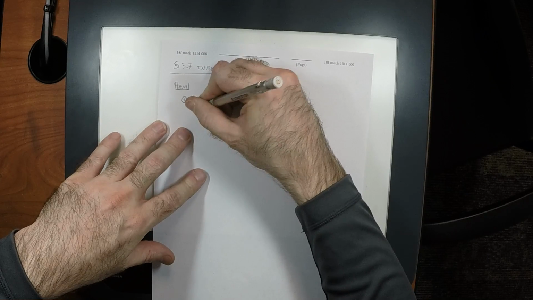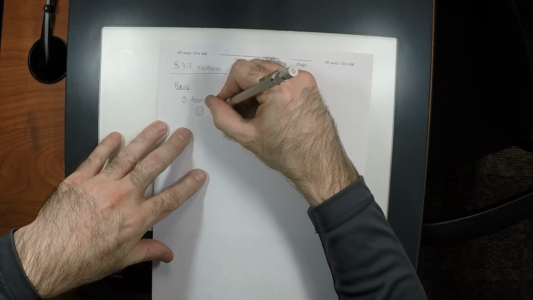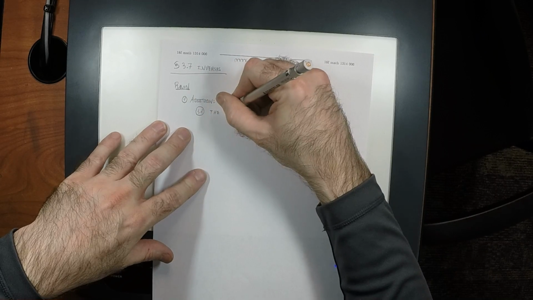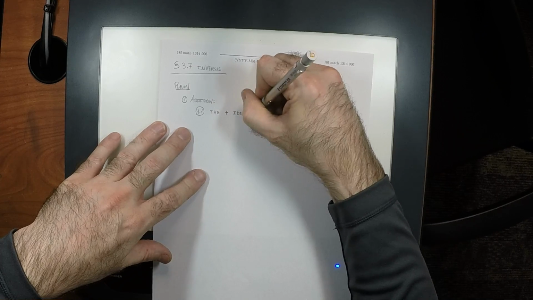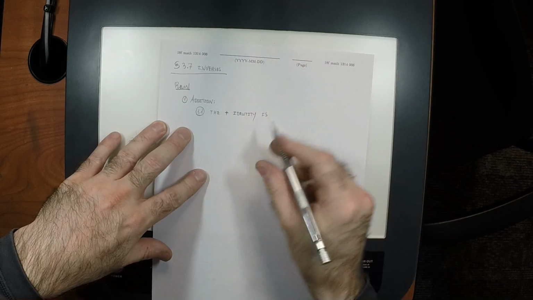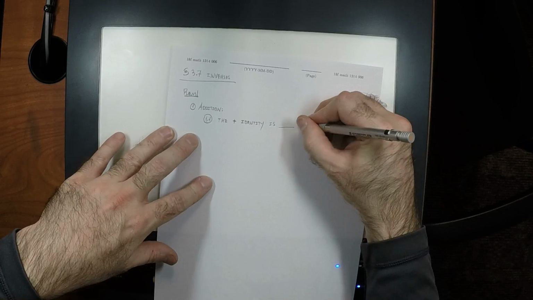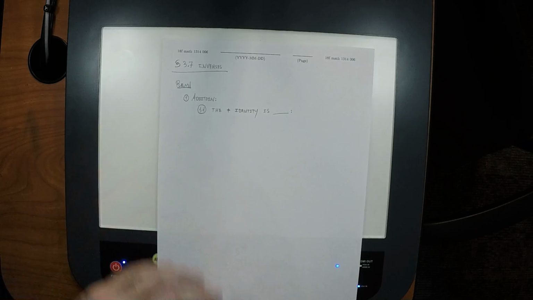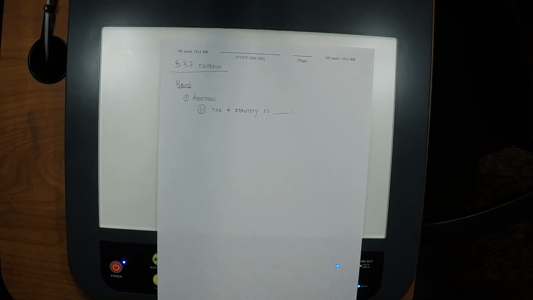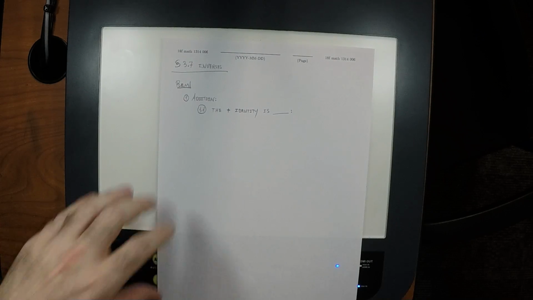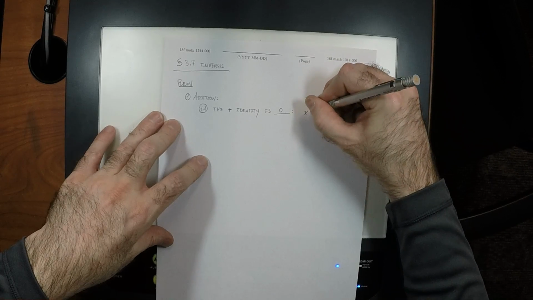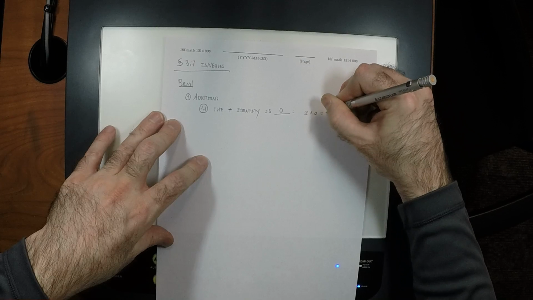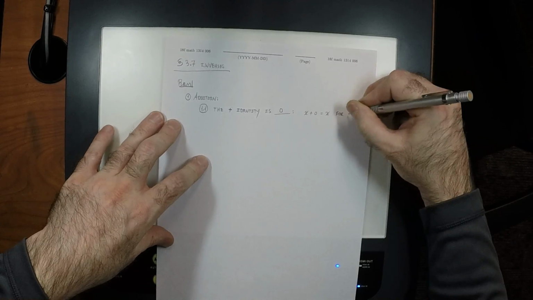So here we go. 1.1. The additive identity is blank. The additive identity is a number such that adding this number is the same as doing nothing at all. So 0. The additive identity is 0 because x plus 0 is x for all x.